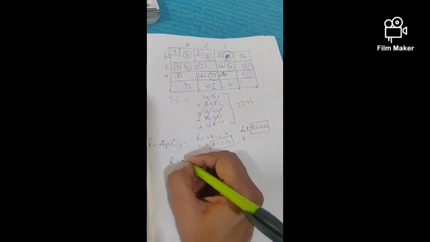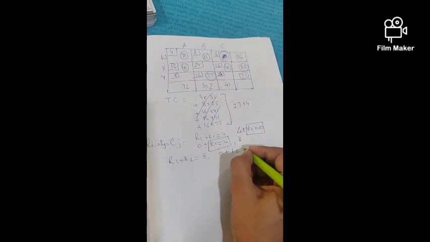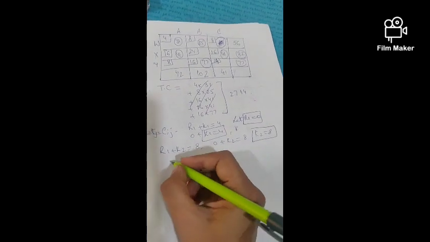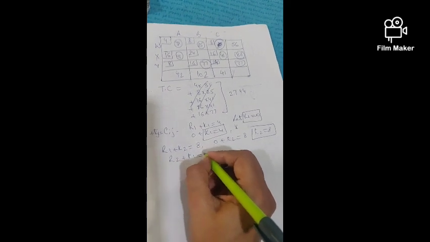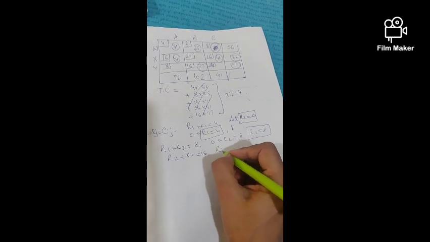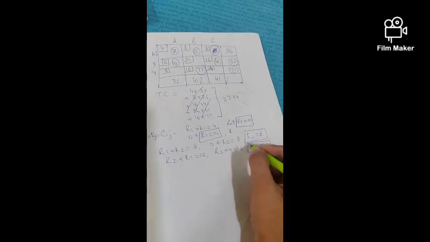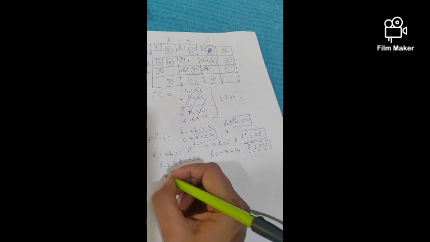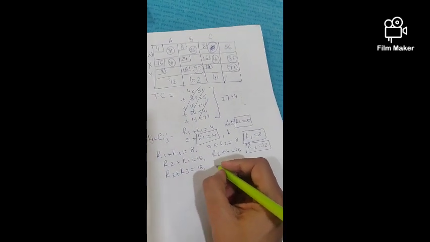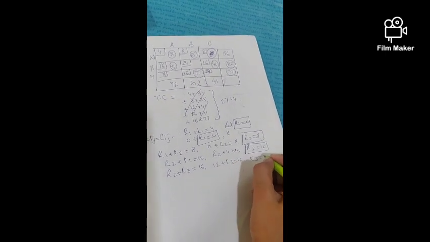Then we have R1 plus K2 is equal to 8. 0 plus K2 is equal to 8. K2 is equal to 8. Then we have R2 plus K1 is equal to 16. R2 plus 4 is equal to 16. R2 is equal to 12. Then we have R2 plus K3 is equal to 16. R2, 12, plus K3 is equal to 16. K3 is equal to 4.